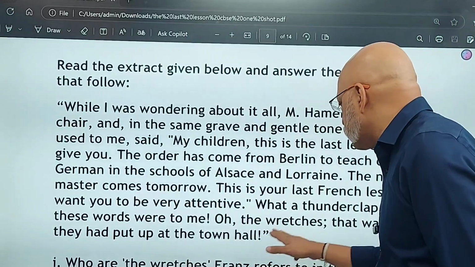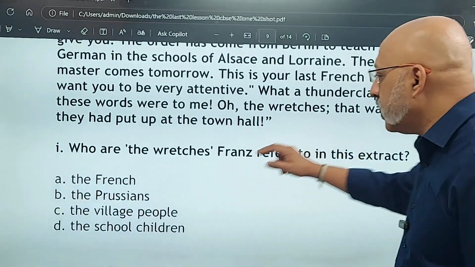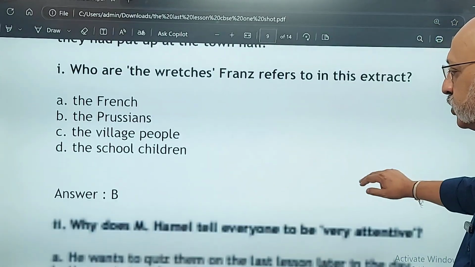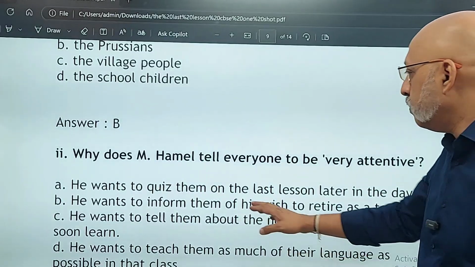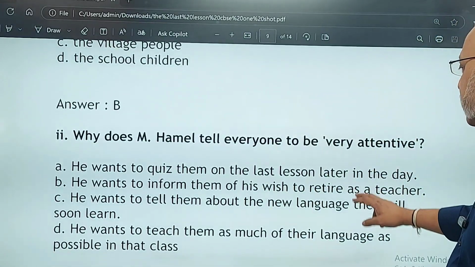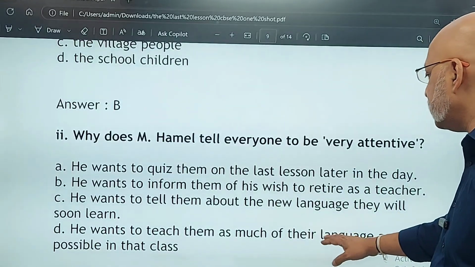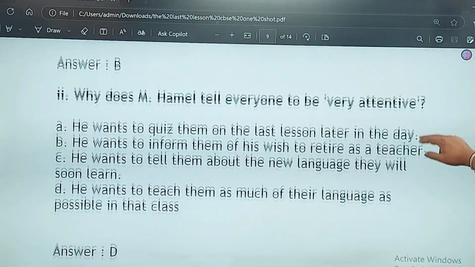So France refers to the wretches. So who are the wretches that he is talking about? He's talking about the French, the Prussians, the village people, or the school children. The correct answer is the Prussians. Why does Hamel tell everyone to be very attentive? Because he wants to quiz them on the last lesson. He wants to inform them of his dinner. He wants to tell them about the new language they learn. He wants to teach them as much of the language as possible that class. The correct option is option D.